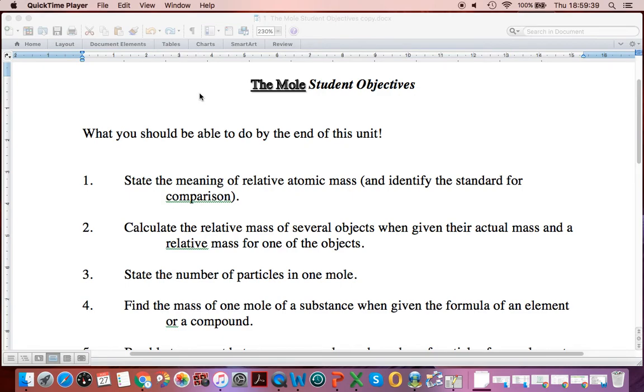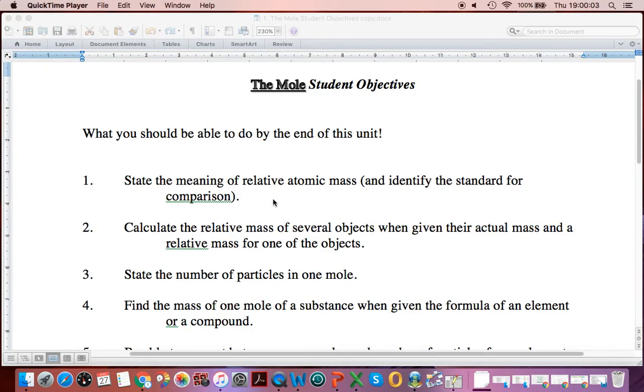Good day. We're going to start the mole, which really is where we get into the chemistry, by looking at the objectives. This means concepts that you should understand by the time we get around to testing the mole. It's important to keep up with this section. If you do, traditionally students do quite well in this section.